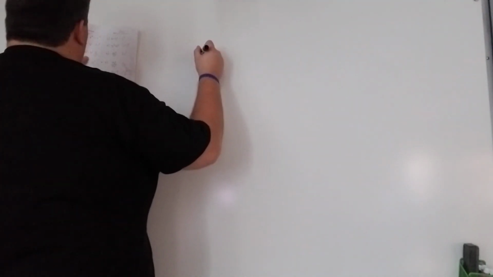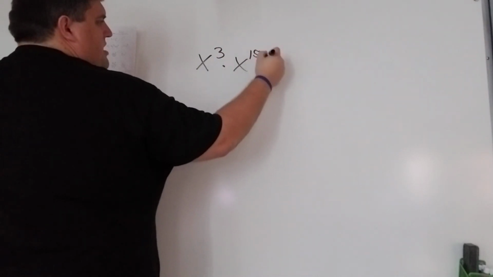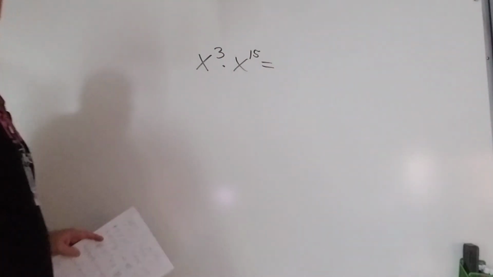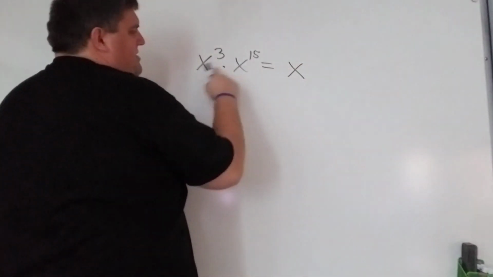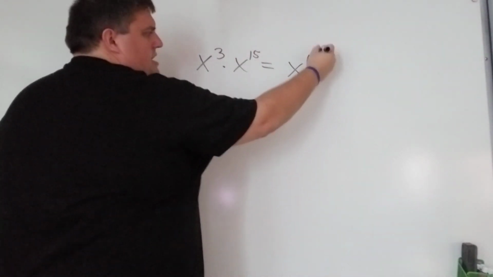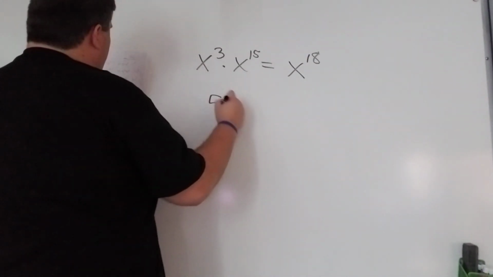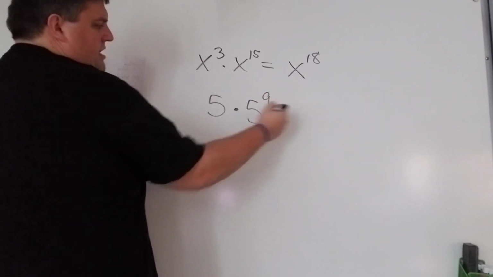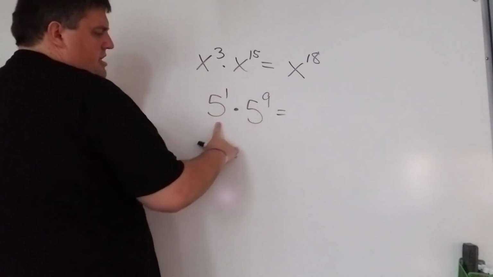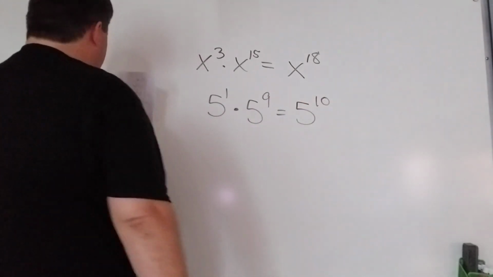All right, on the front page here, the first one, we have x cubed times x to the 15th. We know when we're multiplying, we're going to keep the base and add the exponents. So we just keep the base, add the exponents, that'll give me x to the 18th. Same thing with number 2. Remember that if you don't see an exponent on something, there's really a 1 there. So keep the base, add those exponents, that'd be 5 to the 10th.